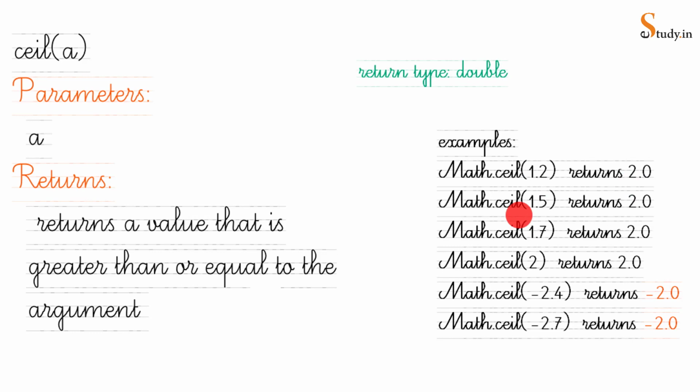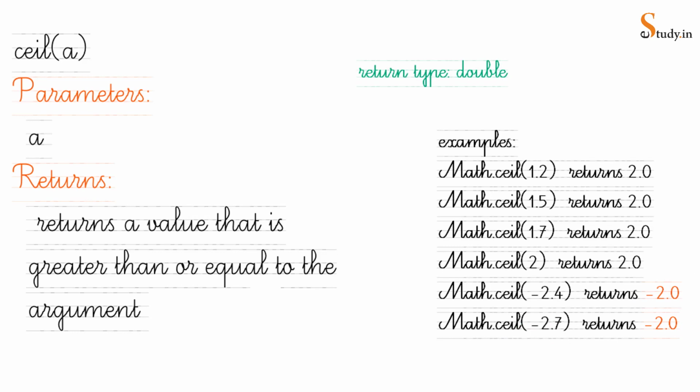When you say math.ceil 1.5, it returns 2.0. 1.7, again 2.0. When you say 2, again 2.0. When you say minus 2.4, it returns minus 2.0. And when you say minus 2.7, it returns minus 2.0.